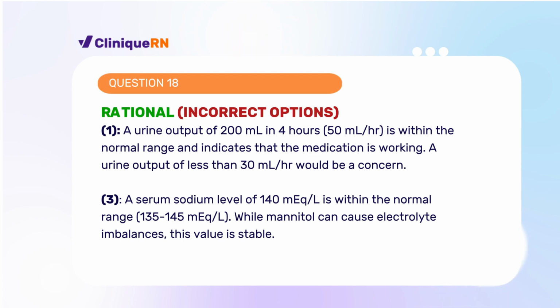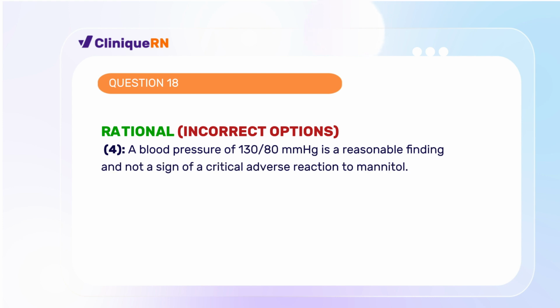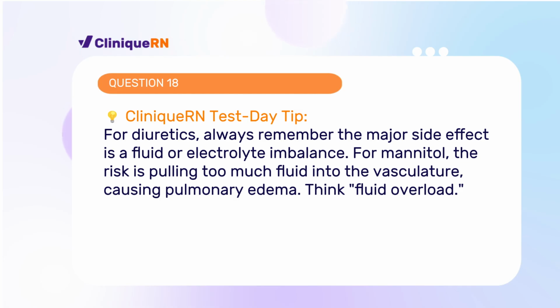Incorrect option 1. A urine output of 200 milliliters in 4 hours, 50 milliliters per hour, is within the normal range and indicates that the medication is working. A urine output of less than 30 milliliters per hour would be a concern. Incorrect option 3. A serum sodium level of 140 milliequivalent/L is within the normal range, 135 to 145 milliequivalent/L. While mannitol can cause electrolyte imbalances, this value is stable. Incorrect option 4. A blood pressure of 130/80 mmHg is a reasonable finding and not a sign of a critical adverse reaction to mannitol.